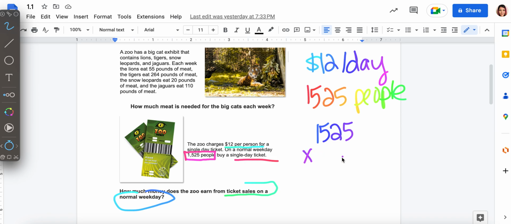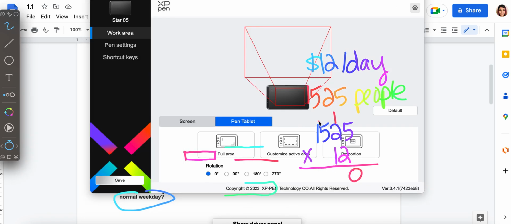1,525 times 12. Again, I'm not showing you multiplication strategies. This is just simply knowing how to determine if we're multiplying, adding, subtracting, or dividing. So you should already know multiplication strategies, the traditional way. If we're going to do the traditional way, 5 times 2 is 10, carry it.